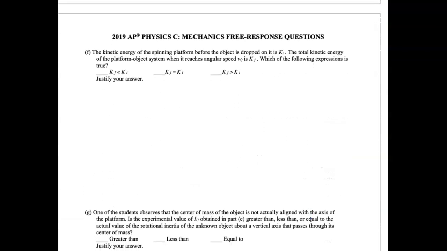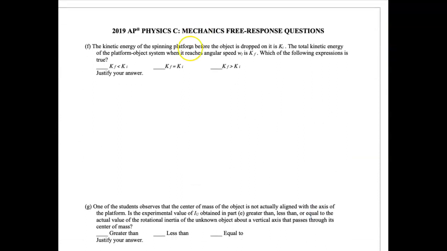Alrighty, the kinetic energy of the rotating platform before the object is dropped is Ki. The total kinetic energy when it reaches that final speed is Kf. They want to know which one of the expressions is true. And the correct answer for this one is the final kinetic energy is actually less than the original kinetic energy.